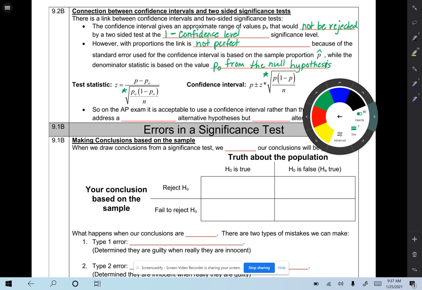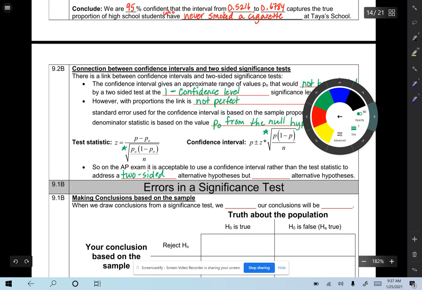So on the AP exam, it is acceptable to use a confidence interval rather than the test statistic to address only a two-sided alternative hypothesis, but not a one-sided one. But if you're in doubt, then just perform whatever tests that you need to perform. So do the significance tests and not the confidence interval.